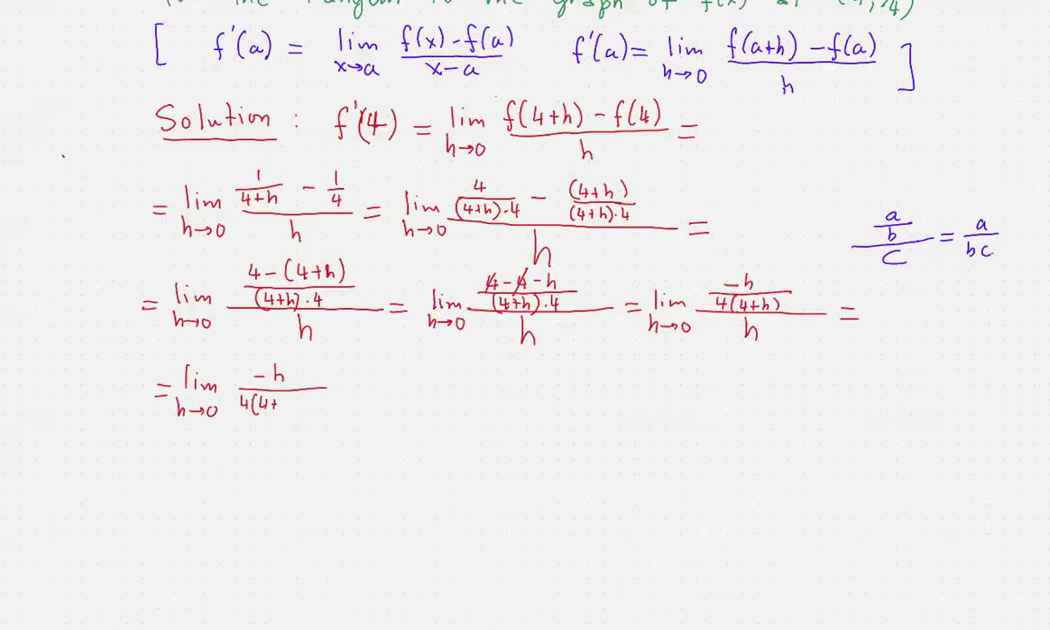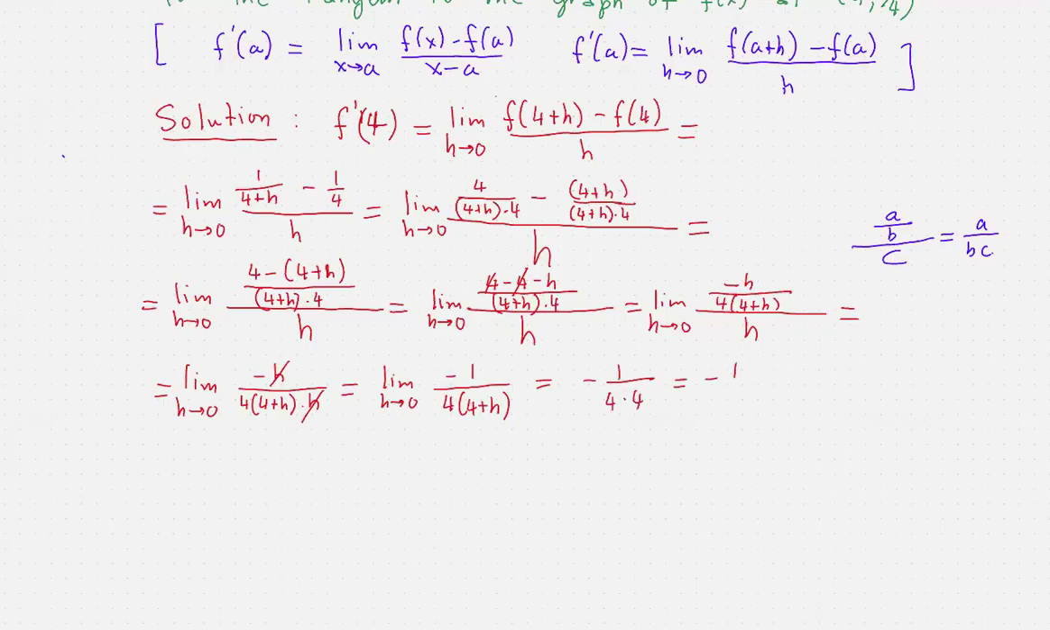And this will be the limit as h tends to 0 of minus 1 over 4 times 4 plus h. And here we can just plug in h equals 0, and that will give us minus 1 over 4 times 4, which is minus 1 over 16. So that's the derivative, that's the slope of the tangent.